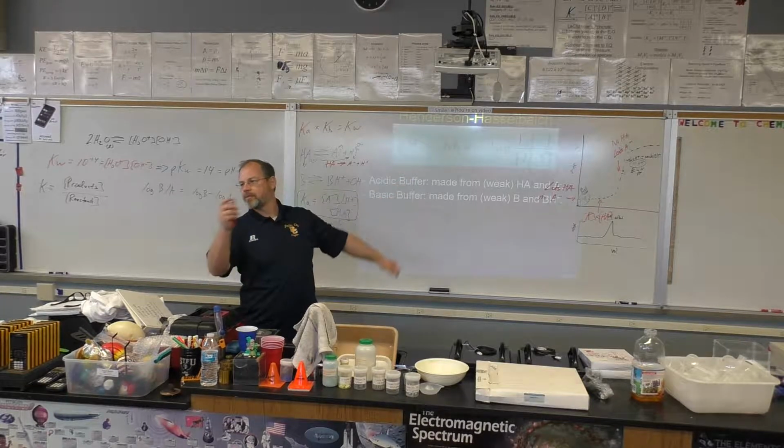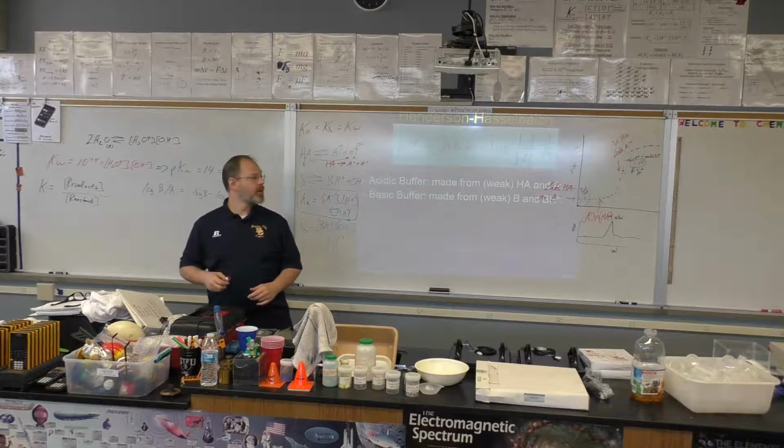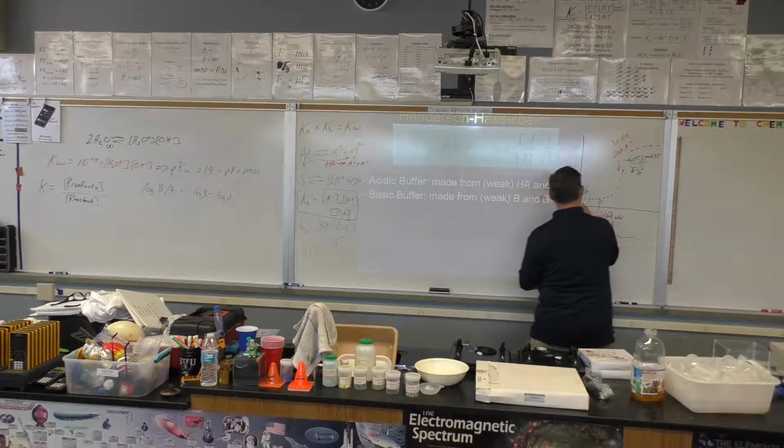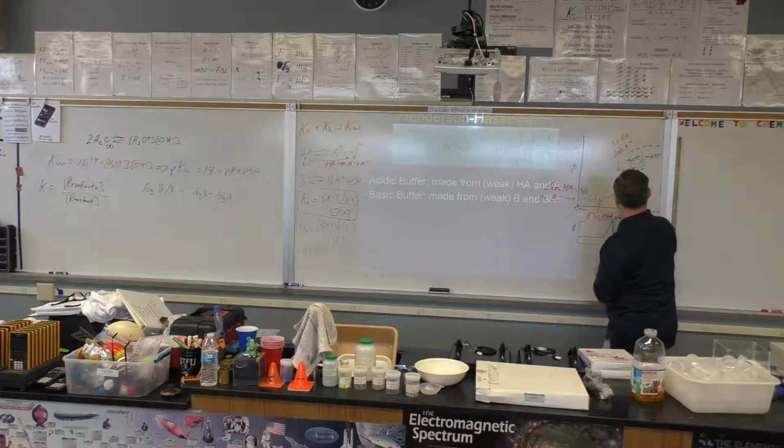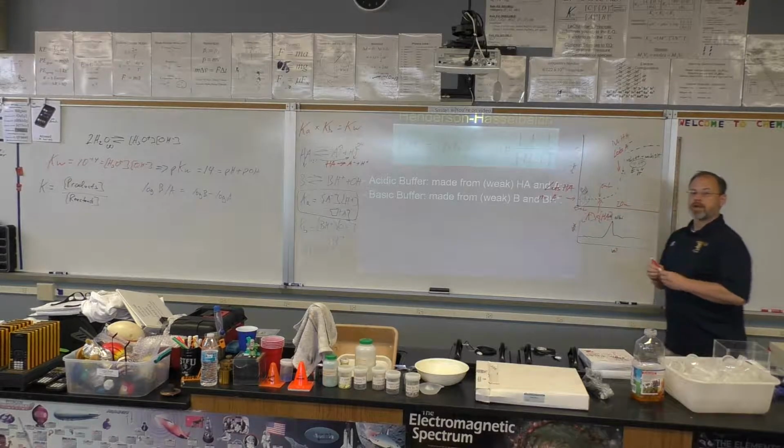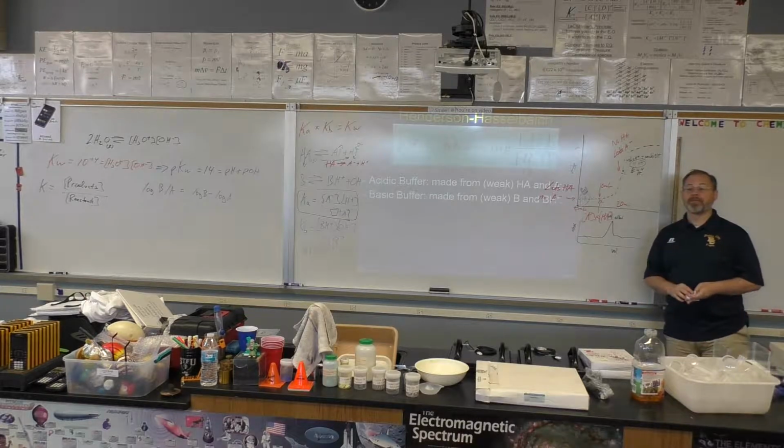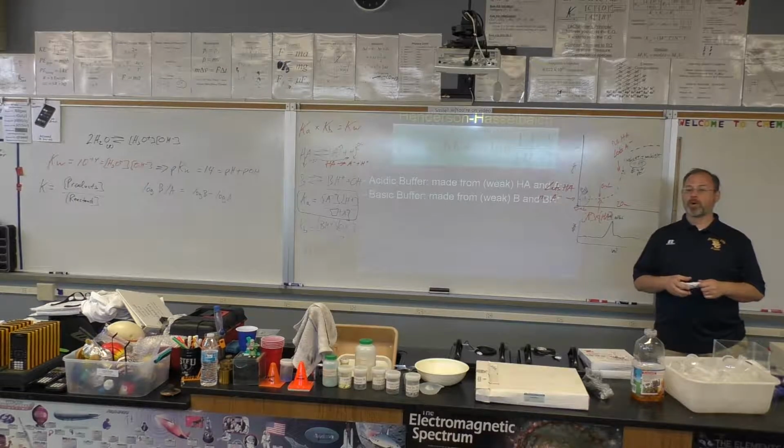Where's the right in between? If this is 0 milliliters added, and this is 20 milliliters added, this is 10 milliliters added. Okay, so right in between is basically half the volume it took to get to the equivalence point. Thank you.